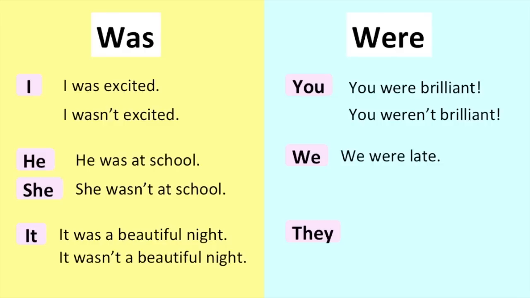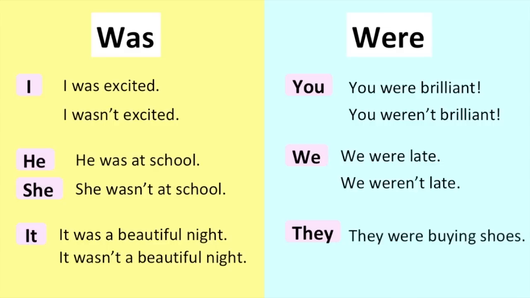We were late. We weren't late. They were buying shoes. They were so cute. Again, when we're asking a question, we put the verb first, followed by the subject. For example, were you okay?